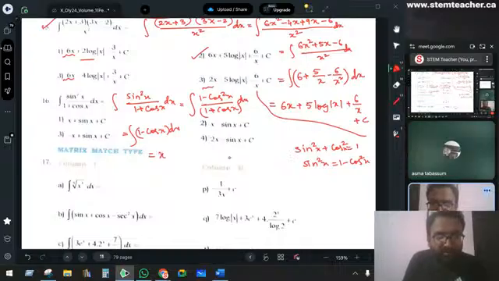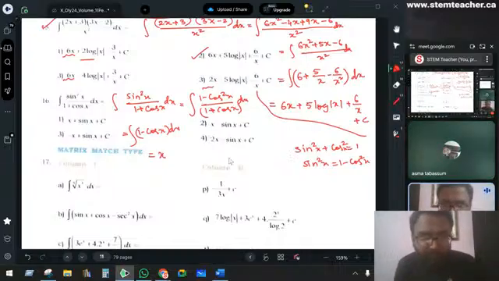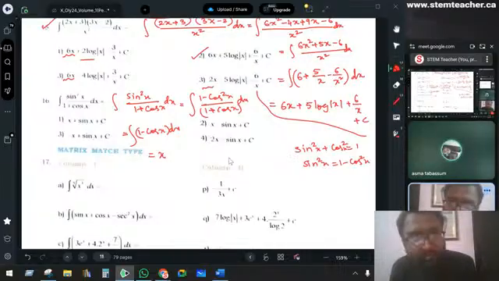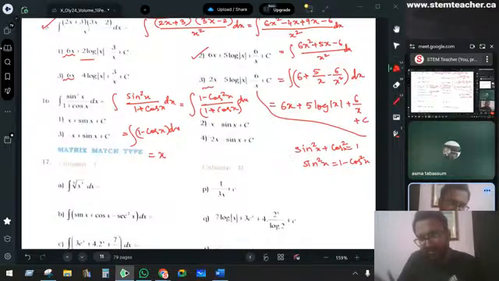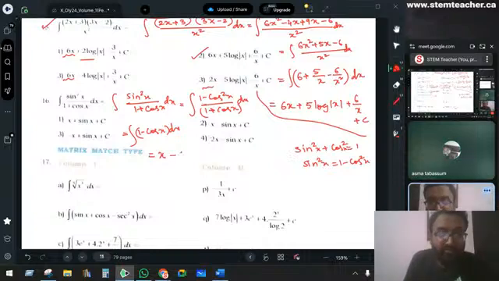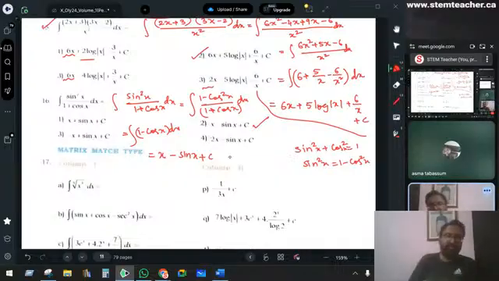The integration of 1 is x, and the integration of cos x is sin x. Sin x derivative is cos x, so integration of cos x is sin x. So it is x minus sin x plus c. Option number 2. If you make a mistake, one might opt for option 1. The rest two are different. Some students can also opt for option 3. But option 2 is absolutely right. Option 1 is confusing. It is wrong.